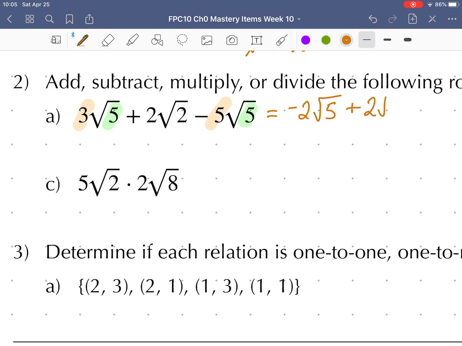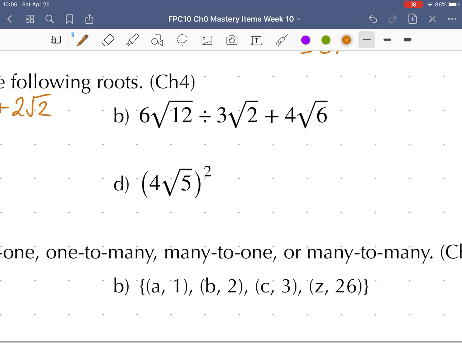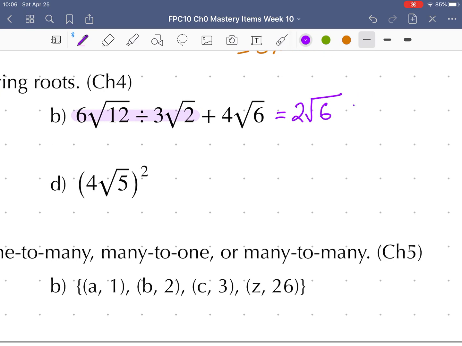Then we're going to add to that 2 square root 2. And we can't simplify this anymore because these two don't have radicands that are the same. Our second one, we have 6 square root 12 divided by 3 square root 2 plus 4 square root 6. Now we need to deal with our division question first. Then we can deal with the addition. We divide our coefficients and we divide our radicands. So 6 divided by 3 is 2, and 12 divided by 2 is 6, 2 square root 6, plus 4 square root 6. Now we can add these together because they have the same radicand, and we get 6 square root 6.